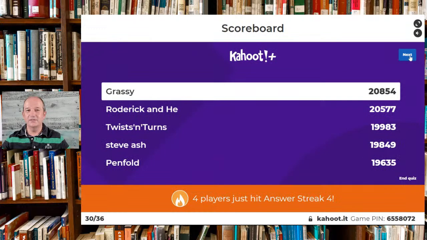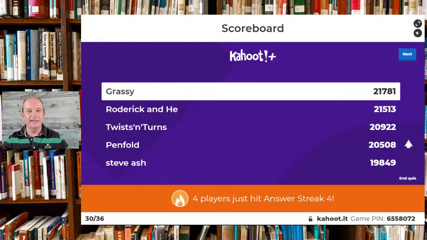Oh, Grassy still there. Penfold sneaking into fourth place, and Steve Ash in fifth. Well done there. Four players on an answer streak of four, so getting four questions in a row correct. Well done indeed. And that brings us to the end of round five, the just one letter round.